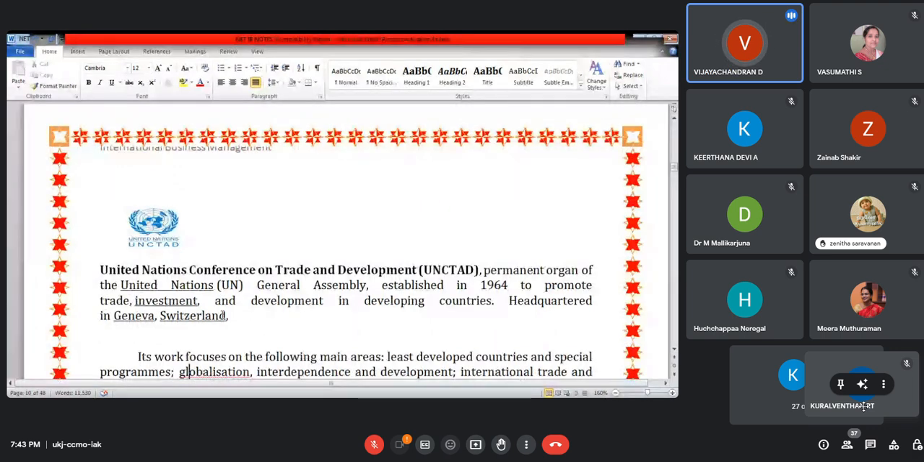UNCTAD, United Nations Conference on Trade and Development. It is a permanent organization under the UN, United Nations Organization. So what is the purpose that I have to say? This was established in the year 1964. UNCTAD was established in the year 1964. What is the main objective for the development of the UNCTAD?